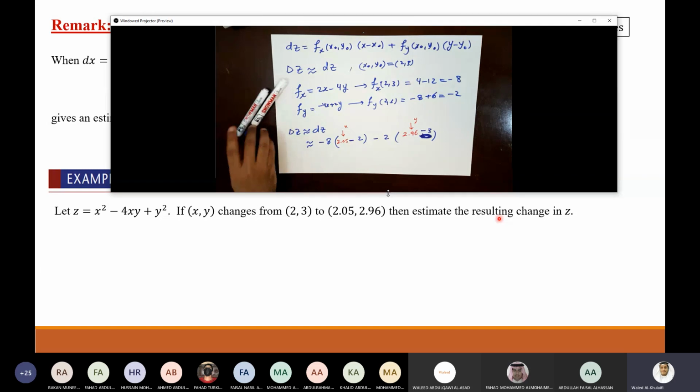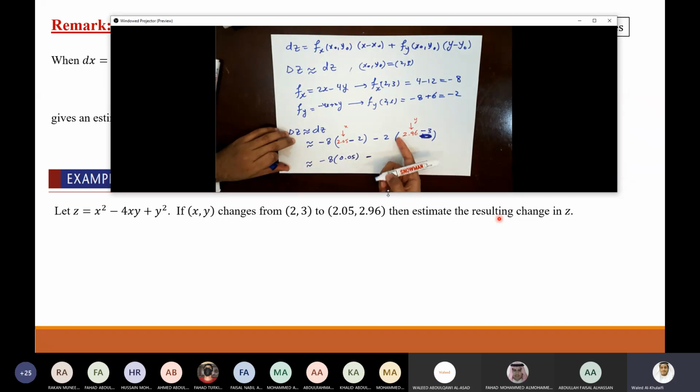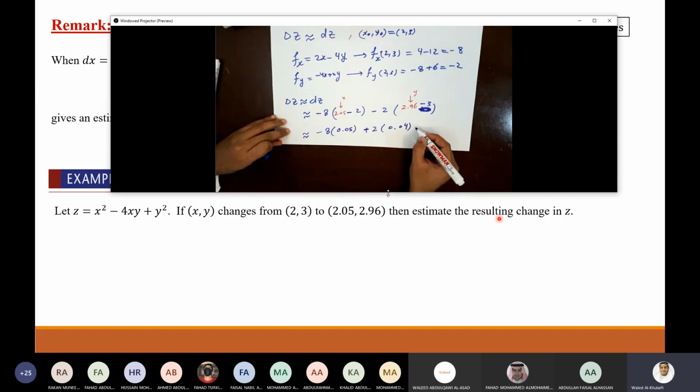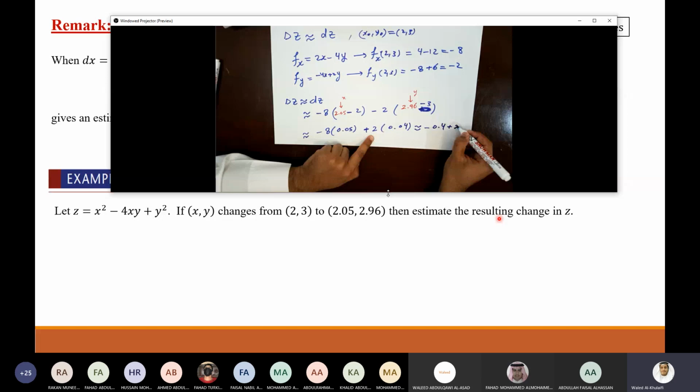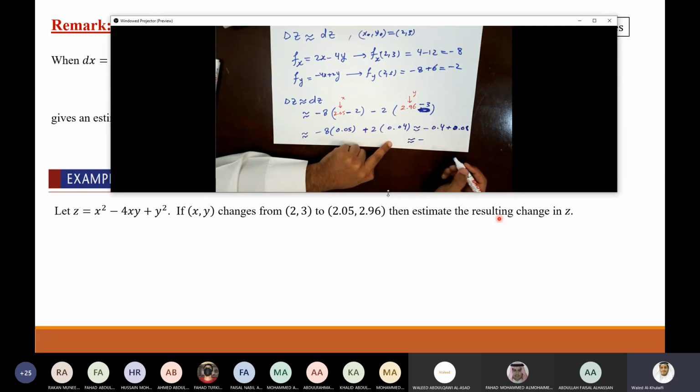Okay, now this is it approximately. Here we have minus 8 times 0.05, and then, of course, the difference would be plus 2 times 0.04, because 3 minus the distance, so we have this one. So here we have negative 0.4, right, plus 0.08, so we have negative.